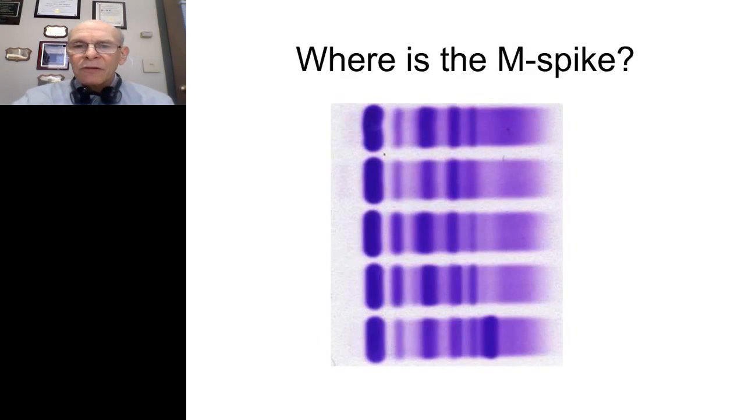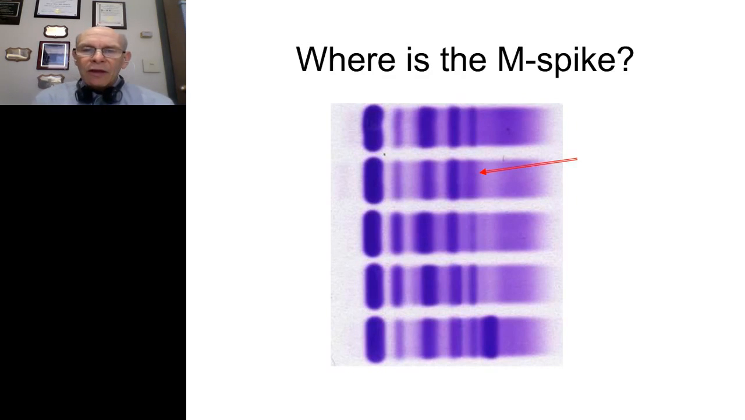So, let's take a look at the case. Where is the M spike on these 5 cases? Well, if you look at the gamma regions and the beta region, the bottom case has a very large band that's right at the origin between the beta and the gamma region. And that could be an M protein, but when we did further studies, it was fibrinogen. This was a patient that had been anticoagulated, and fibrinogen was not removed, and we're just seeing the fibrinogen band.